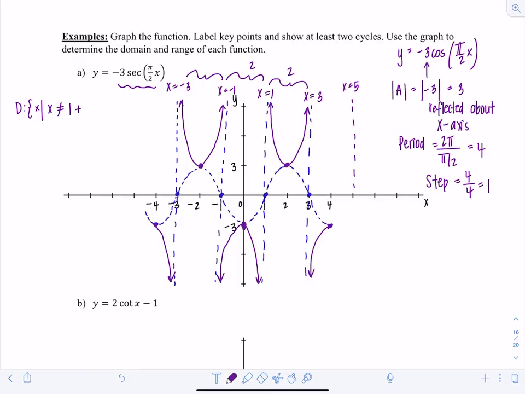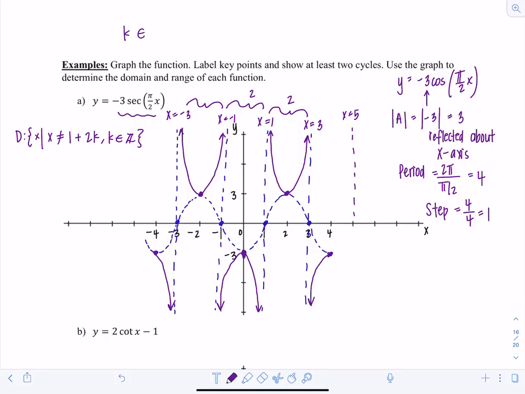So I say x cannot equal 1 plus 2 times k, where k is an element of, or belongs to, the set of integers. Okay, so just to remind you, k is an element of, or belongs to, and Z is the set of integers. So integers can be positive or negative, right? So basically I'm saying I can take 1 plus 2 times 1, 2 times 2, 2 times 3, 2 times -1. I can add or subtract any multiple of 2, and that's going to exhaust my list of restrictions or asymptotes. Okay? Good.